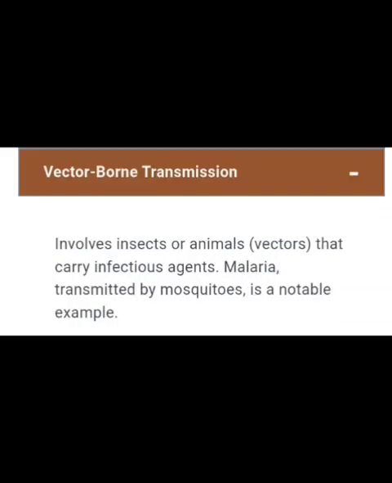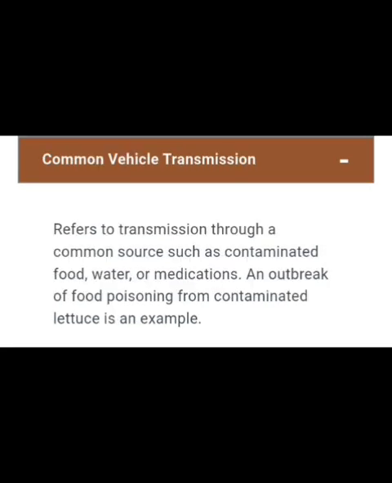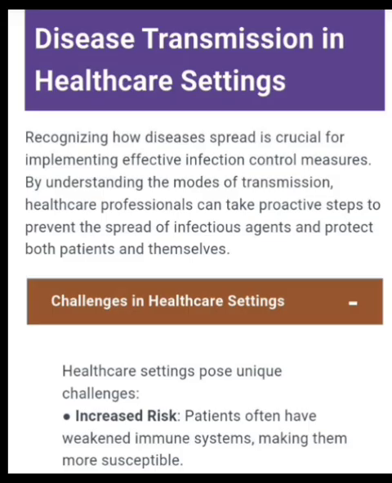5. Vector-borne transmission. This involves insects or animals that carry infectious agents, such as mosquitoes carrying malaria. 6. Common vehicle transmission refers to transmission through a common source like contaminated food, water, or medications. An example is lettuce causing food poisoning. Another example is drinking contaminated water, which can lead to diseases like cholera.